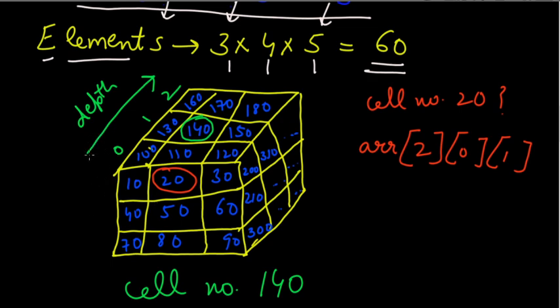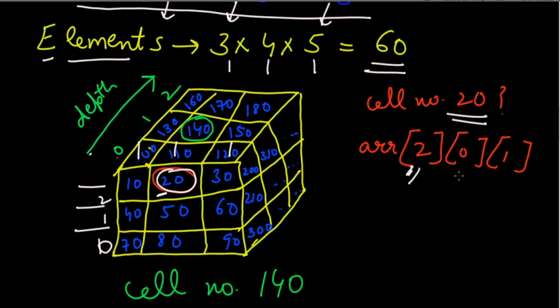We calculate the depth in this way. It's 0 1 2. These are the number of the rows and these are the number of the columns. So for example, I need to calculate the cell number 20. So here it is cell number 20. So array depth. How will we calculate the depth? It is 0 1 2. The depth is always on this side. So the depth is 2.